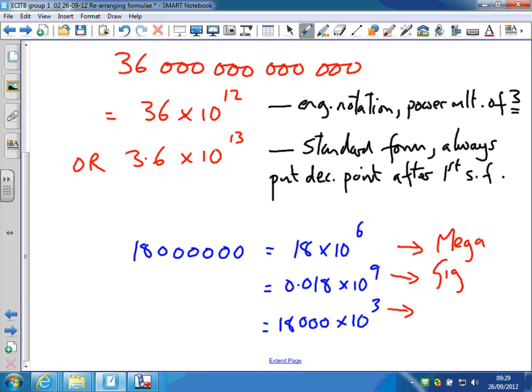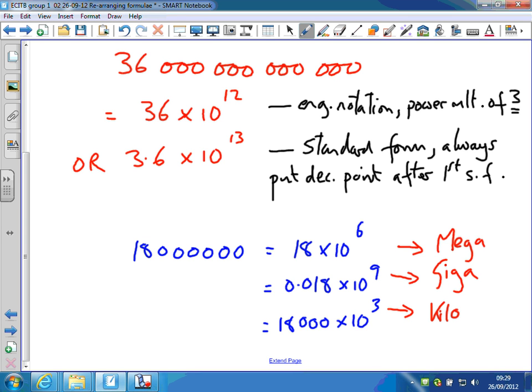Giga. So if I was talking computers, I might well want to know this is 0.018 gigabytes, a common unit within computing. 10 to the 3? Kilo. So I might be talking about units of electricity in kilowatts, so I need to know that's 18,000 kilowatts. Or I might be quite happy for it to be expressed as 18 megawatts. It all depends on what prefix or what units you tend to be using. So they're all correct, and I think that demonstrates why we use engineering notation, because it lends itself to these prefixes.